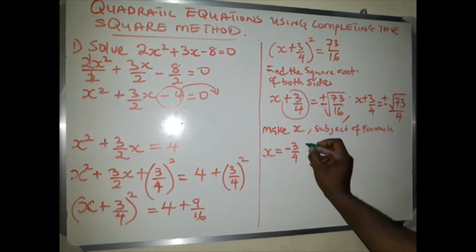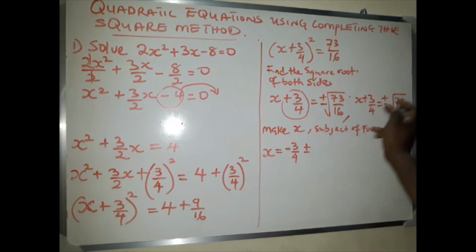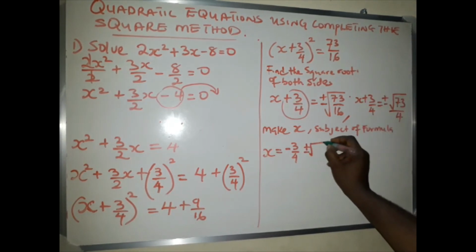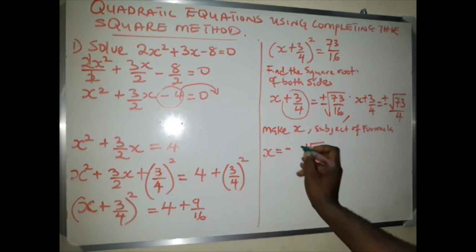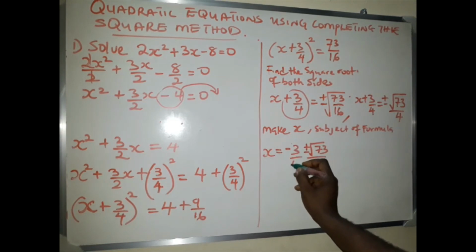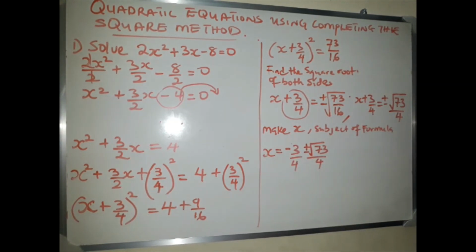We now have plus or minus, which is here, root 73 all over 4. Write it well, 3 over 4. I hope we are following. So now that we have made x the subject, we now simplify the equation.